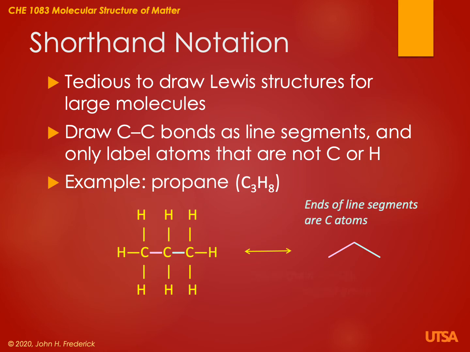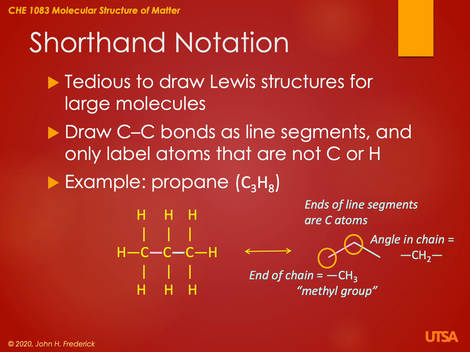The ends of the line segments are carbon atoms, so there are 3 of them, one at the end, one in the middle, and one at the other end. The end of the chain, that carbon has only 1 bond shown, so it has 3 other bonds that aren't shown, so it must be a methyl group. Anytime you see the end of a carbon chain, it's going to be a methyl group. If there's an angle like this one in the middle of the chain, that's a CH2 group, as long as there's no other bonds drawn. Hopefully when you see those, you'll begin to automatically interpret them in the correct way and be able to get the structure out of this.